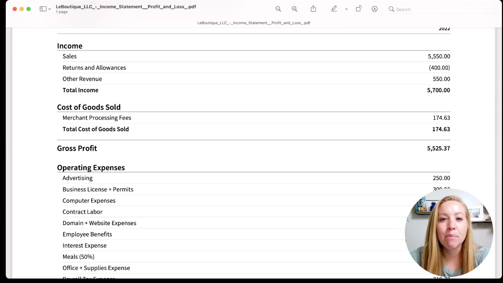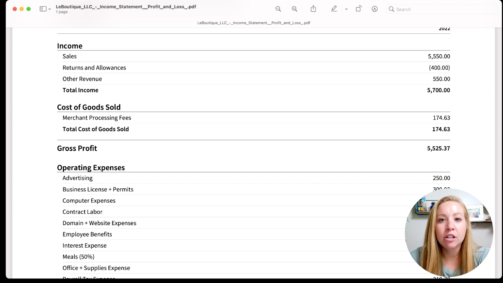And then next up is your cost of goods sold. So if you are a products-based business, this will often be pretty high because it's going to be the cost to sell each of your product or the amount that you've spent on inventory, depending on how you're tracking cost of goods sold in your business.